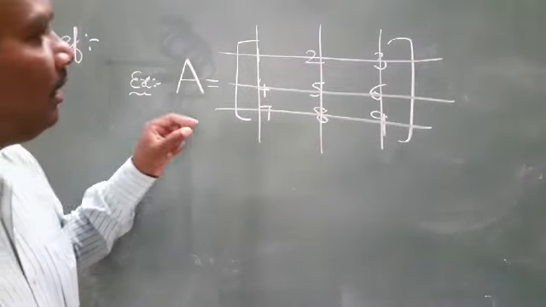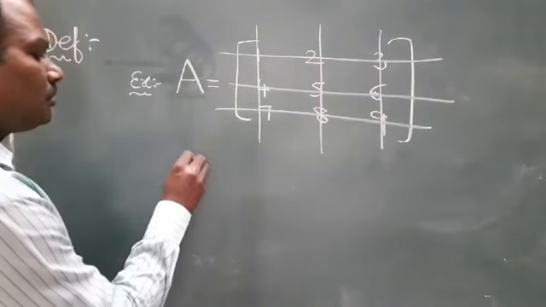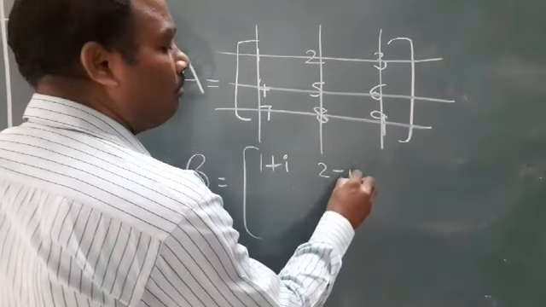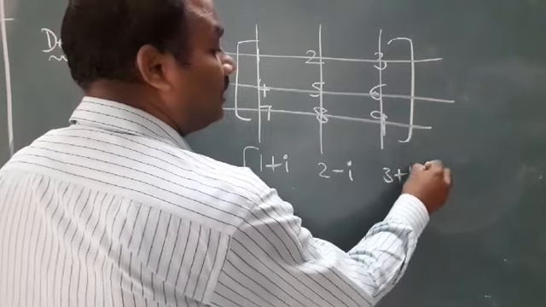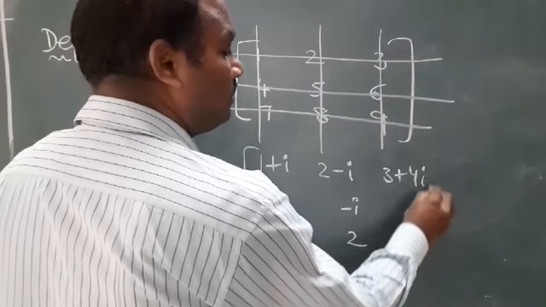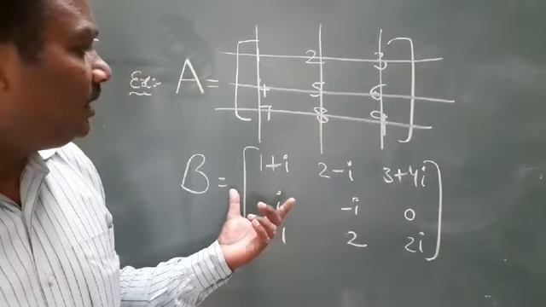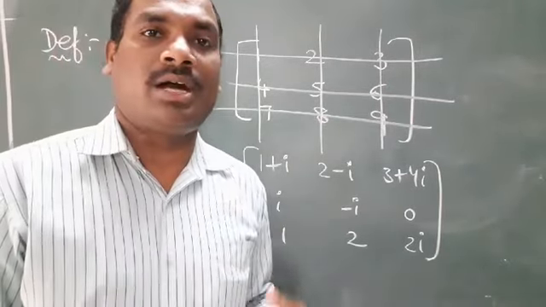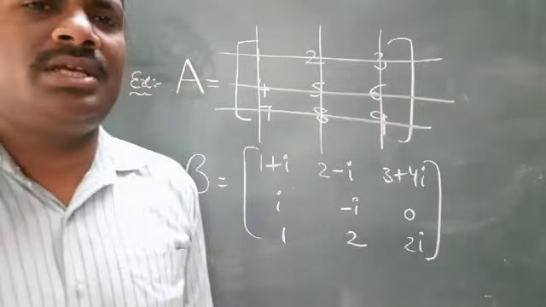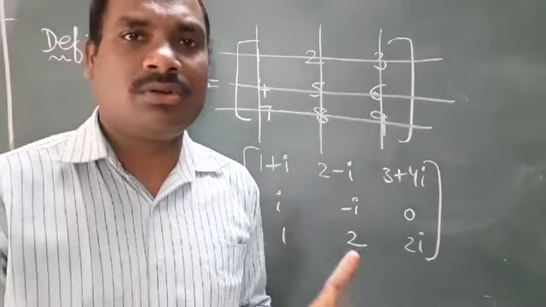Here I am using only integers. Sometimes we also use complex numbers: 1 plus i, 2 minus i, 3 plus 4i, i minus i, 0, 1, 2, 2i. This is also a matrix. So here we are also using complex numbers, and sometimes we are also using natural numbers, rational numbers, any numbers. Do you understand the definition? What is the definition of matrix?